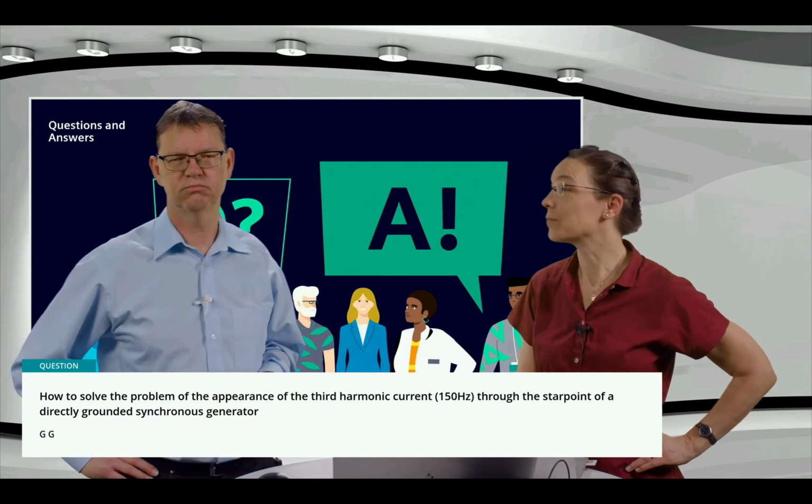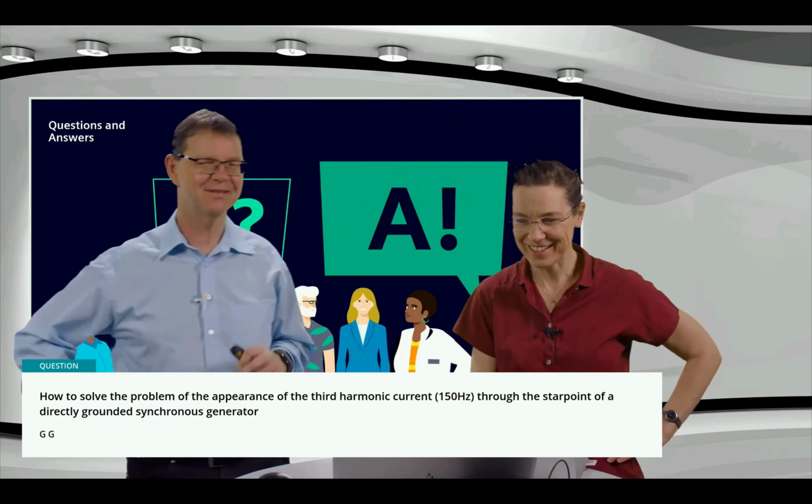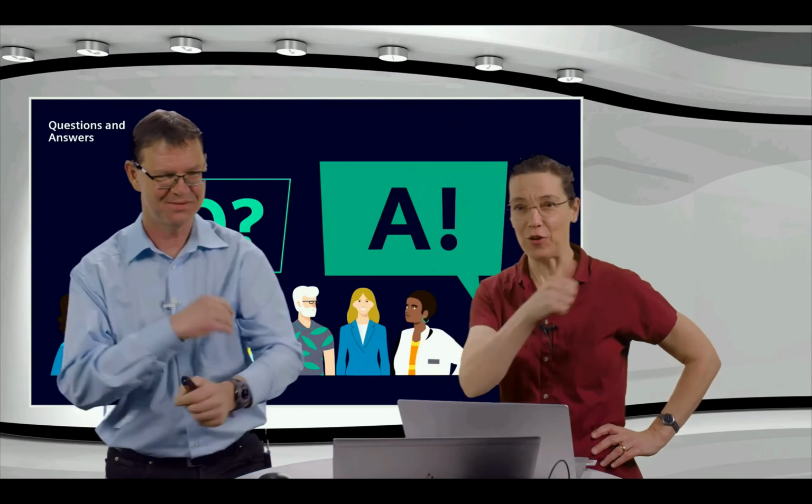Exactly. So GG wants to know how to solve the problem of the appearance of the third harmonic current, that's around 150 Hertz, through the star point of a directly grounded synchronous generator. This has nothing to do with motor protection. First, I mean, a generator. Give me a little bit of time to think about that. I'm now in my thermal model, so I have to understand what it means. First complicated question. Then the next one. I will try to find an answer. Yeah.